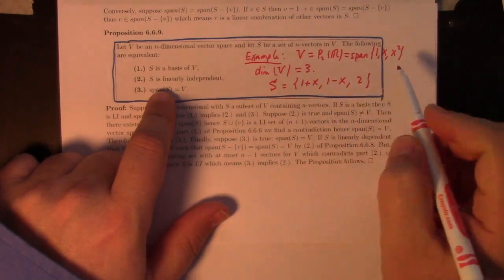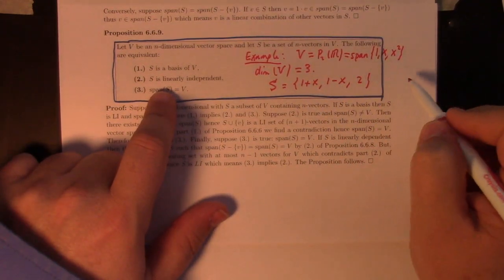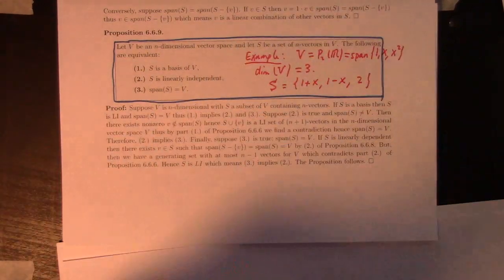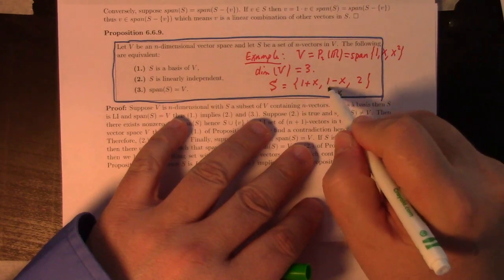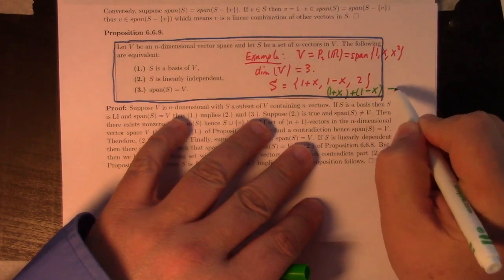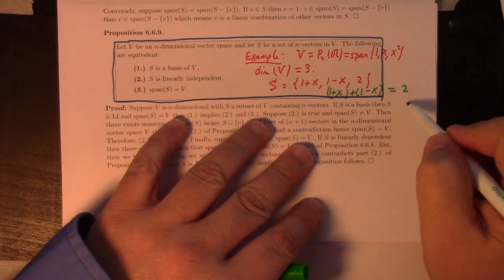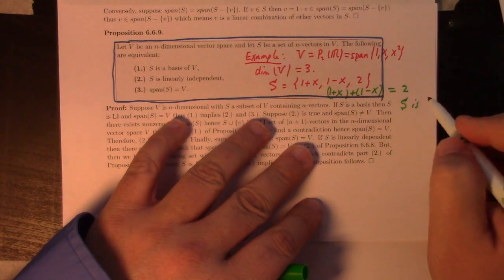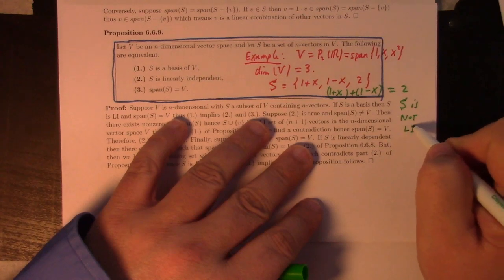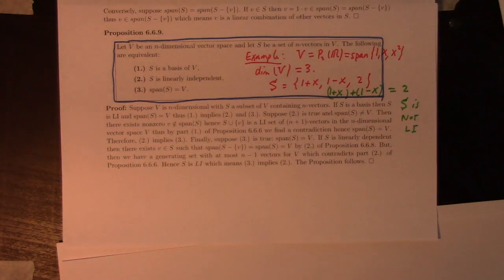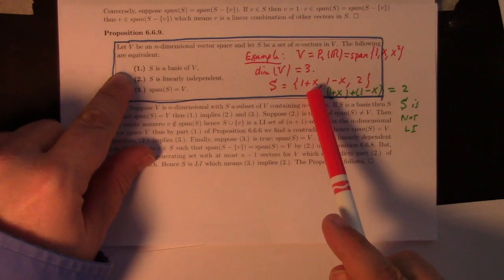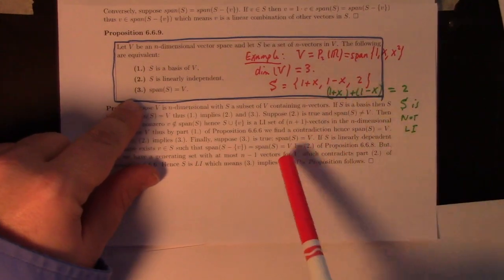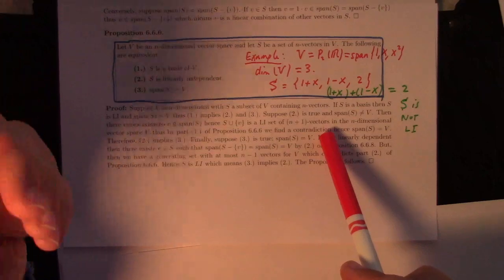I look at these 3 vectors, and if I take the first 2, you notice that 1 plus x plus 1 minus x is equal to 2. That shows that S is not linearly independent. So I've ruled out that one, which means I also know what? It's disqualified from being a basis. It's not a basis for V. And you know what else? This is not going to span P2. There's something missing, and you can see what's missing. It's the quadratic, right?